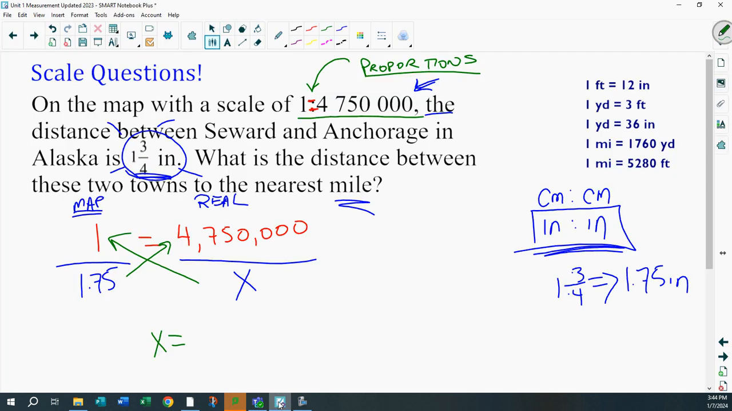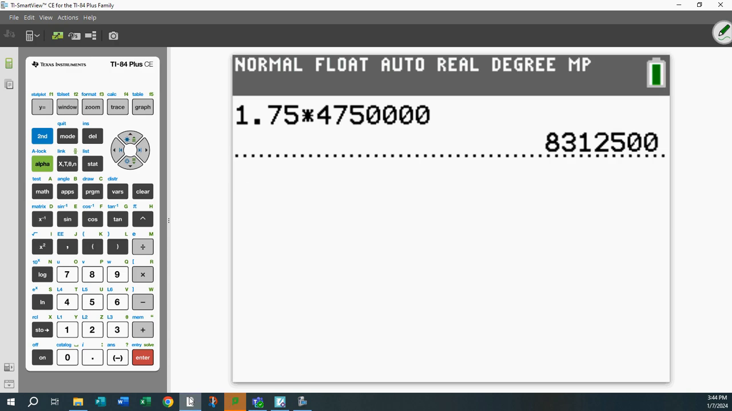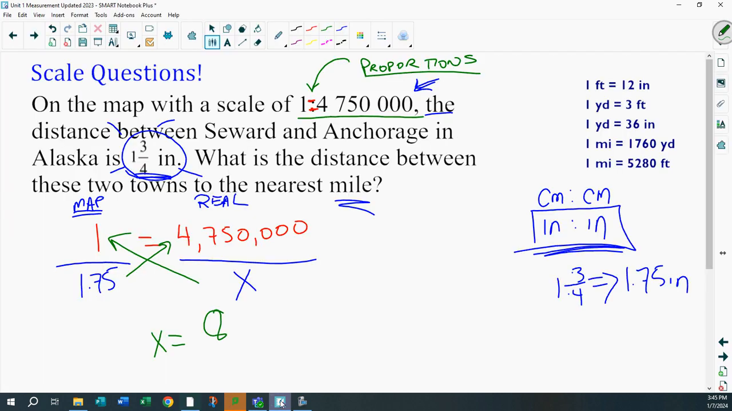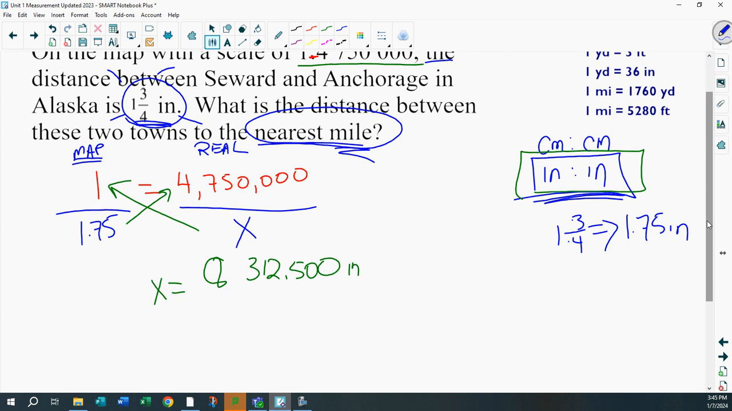Okay, go back to here. 8 million and what? 8,312,500. Well, what? Remember, this was all in inches. Got it. So guess what? They want your answer to the nearest mile. You got to convert this to miles. Well, you know how to do that. That's easy. Okay. First thing I'm going to do is get rid of the inches. And let's convert it because we know we can't go directly from inches into miles.